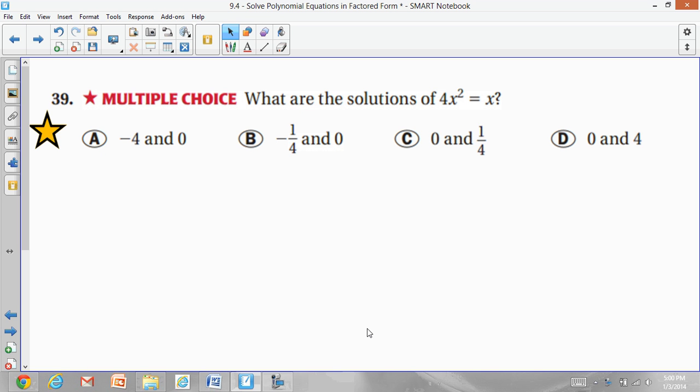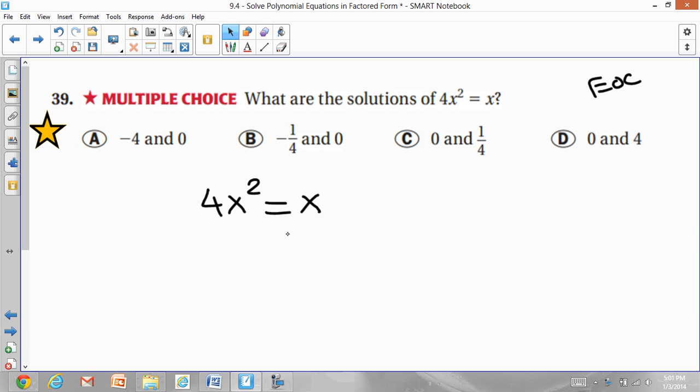Copy down question number 39. This is an EOC kind of a question. So they're asking you what are the solutions of 4x squared equals x. So number one, you need to identify that you cannot solve it unless you bring all of them to one side and you set it up as 0.